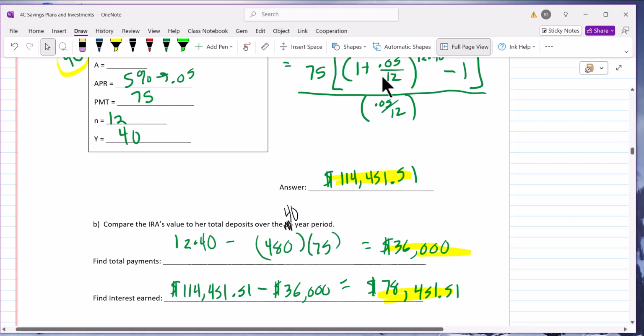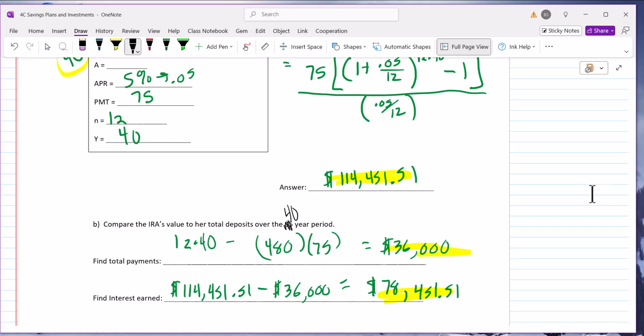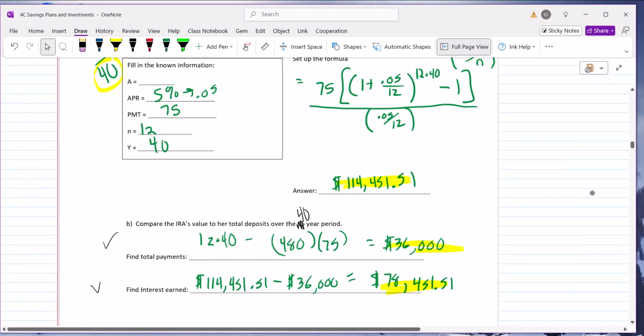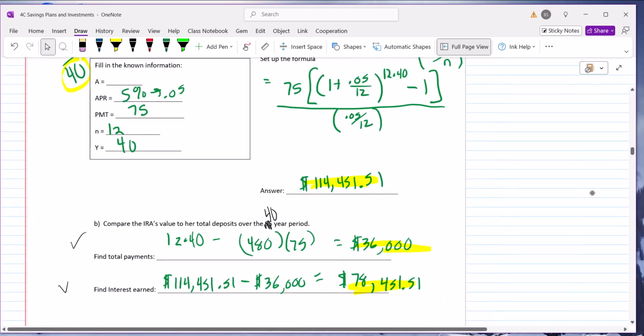Set up the formula. That's it. You do want to show what you're doing on the total payments and the interest earned. You want to show what you're calculating on that, because I give partial credit. If you made one little mistake in setting up the formula, or even if you set up the formula right but got the answer wrong, then you're going to get partial credit. So you want to be careful about how you write stuff down.